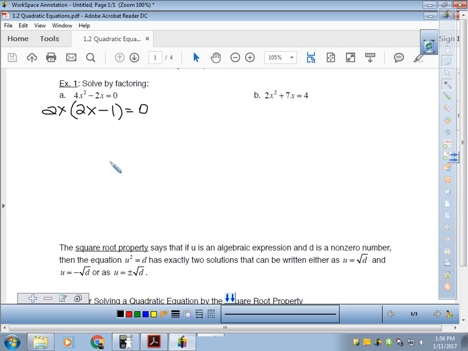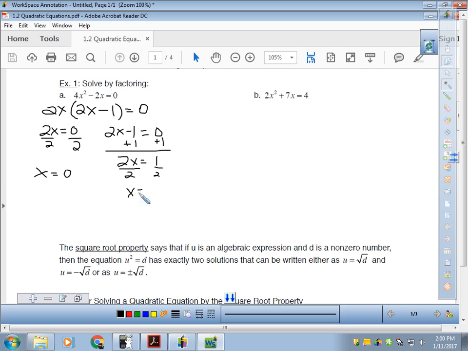Now that it's factored, the next step is to set our factors equal to 0. So we'll say 2x equals 0 and 2x minus 1 equals 0. On the first one, we can just divide both sides by 2, and so we get x equals 0 divided by 2, which is 0. On the second one, we would add 1 to both sides, and so we would get 2x equals 1. And we would divide both sides by 2, and so we'd say x equals 1/2.